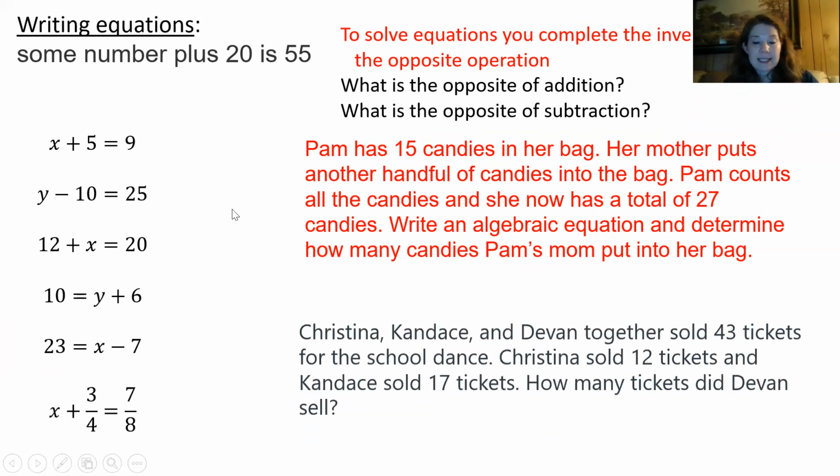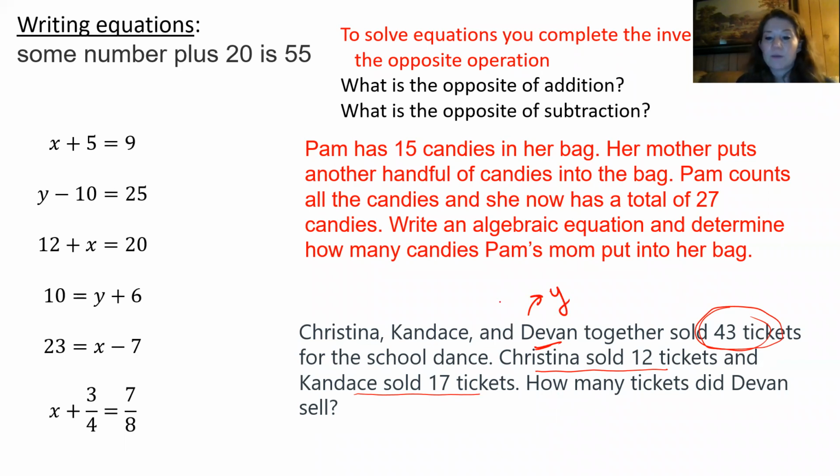All right, and I think this is the last one. Christina, Candace, and Devin together sold 43 tickets all together. That means we're adding up something to equal 43. Christina sold 12 tickets. Candace sold 17 tickets. How many tickets did Devin sell? We don't know. So that's our variable, right? We're going to let Devin equal Y. How many tickets Devin sold equals Y.